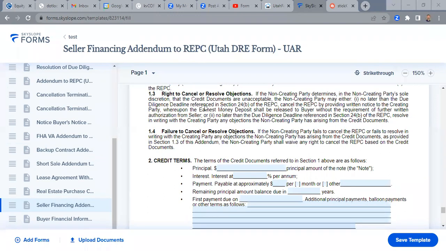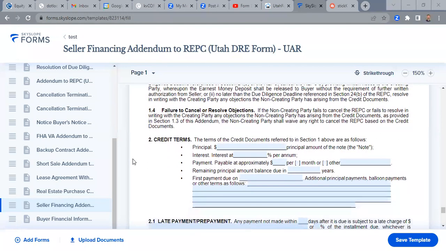And again, that has to all be done no later than that due diligence deadline, so everybody gets a chance to review everything there. If the non-creating party, so for example, if the seller creates that credit document, the note, and they send that over to the buyer who reviews it, and they don't cancel the REPC, then they're waiving the right to cancel the REPC based on the credit documents. So basically, they don't have to give some verbal or written authorization to continue on. They have a chance to cancel, or they don't say anything and the deal moves forward.